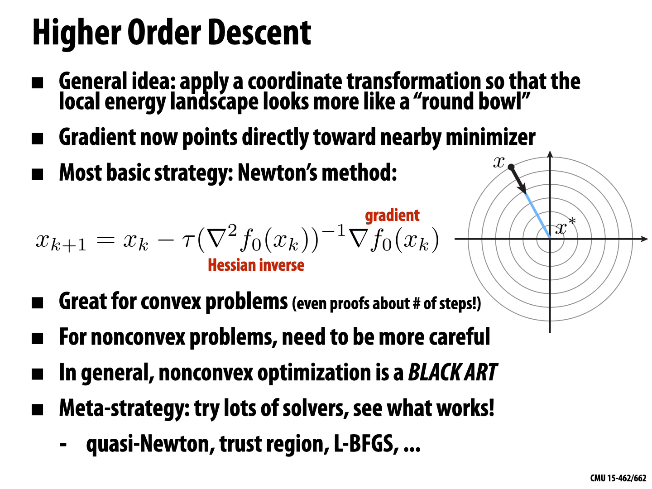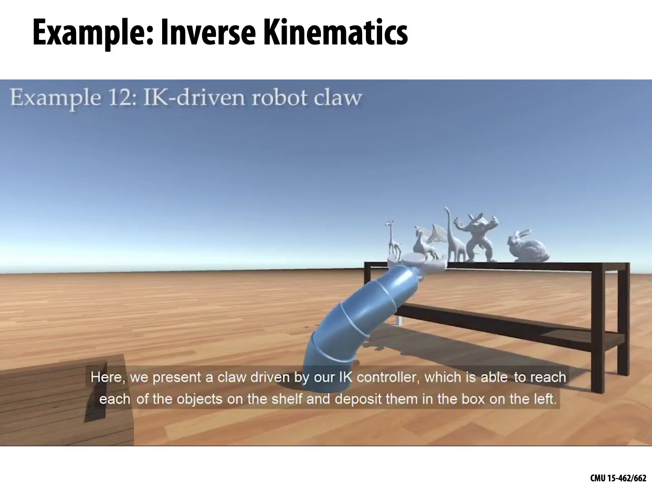Okay? So far today, we've been really focused on just optimization in the abstract. Let's look a little bit at how optimization shows up in graphics. So here's a great example from animation, something called inverse kinematics.